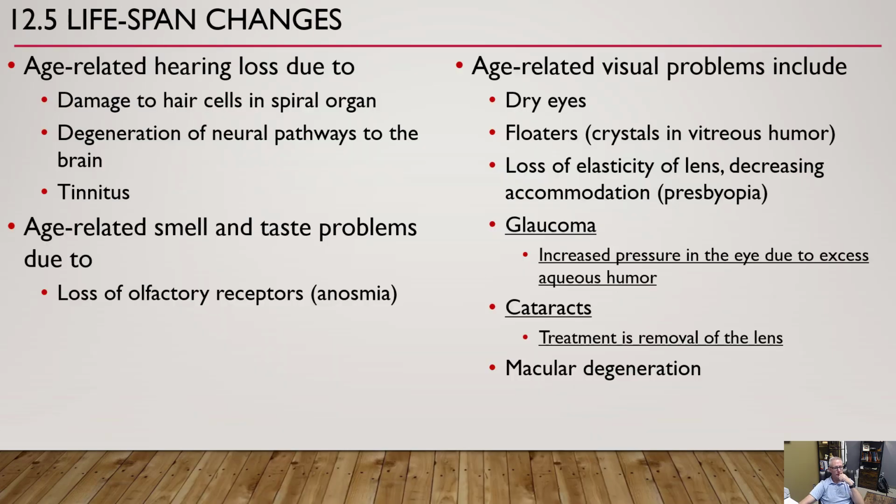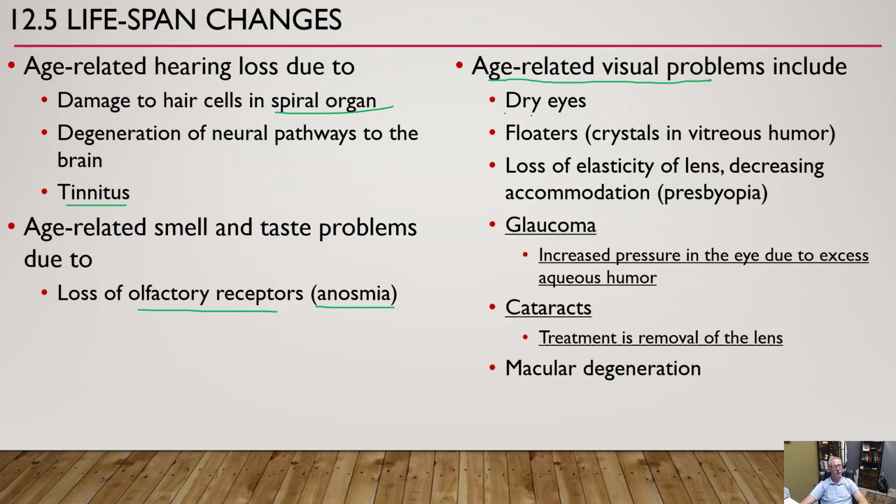All right, age-related changes. Remember, it sucks getting old. Damage to hair cells in the spiral organ. Loud noises. You might need hearing aids. Tinnitus. Tinnitus is just ringing in the ears. Age-related smell and taste problems. You're going to lose your olfactory receptors. What you could smell, you might not be able to smell anymore. That's called anosmia.